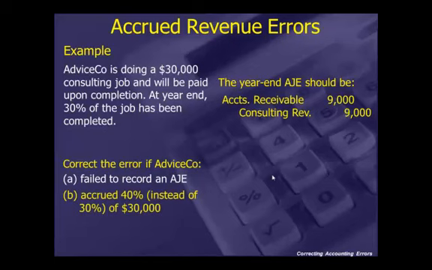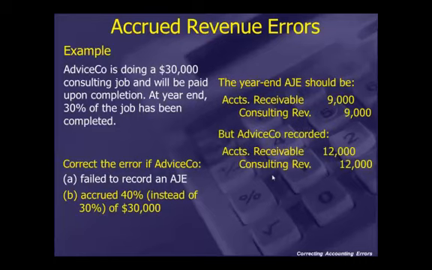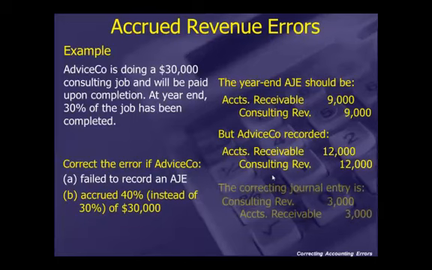Let's say we accrued 40%. That's too much instead of 30%. So 40% of 30,000 would be 12,000, and we really should have recorded 30% of 30,000, 9,000. So we've actually recorded too much. We've debited accounts receivable, credited consulting revenue for $12,000, which is 40% of the $30,000. Well, we find it. Now it's $3,000 too much because it really should be $9,000. So we need to reverse the accounts, debit consulting revenue, credit accounts receivable for what is too much, which is in this case $3,000.